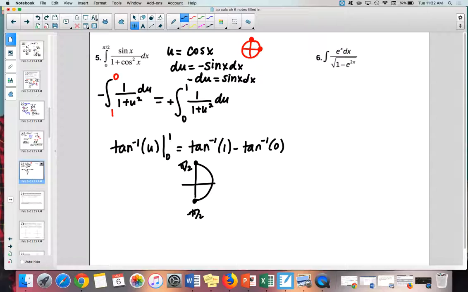So what do we have? So tangent is equal to 1 where? Pi over 4. Perfect. And tangent is equal to 0 where? 0. So pi over 4 minus 0 is pi over 4. The next one, do you see that it's still this form? What would your u be for the next one?